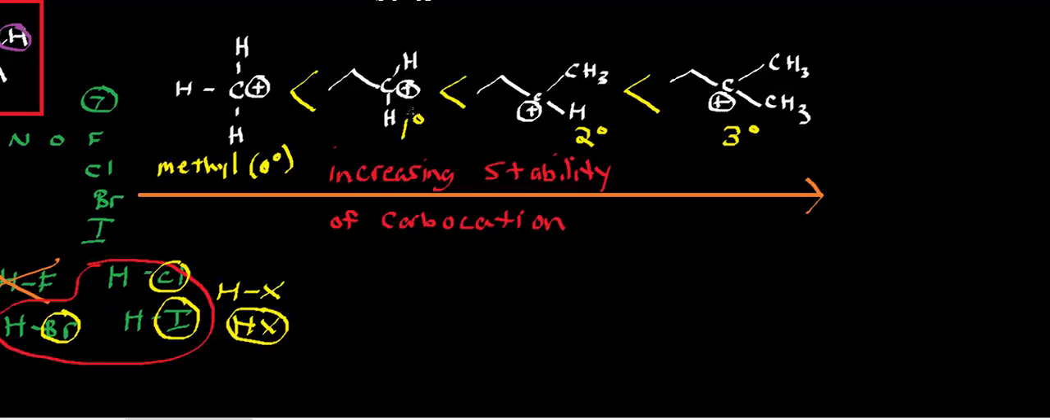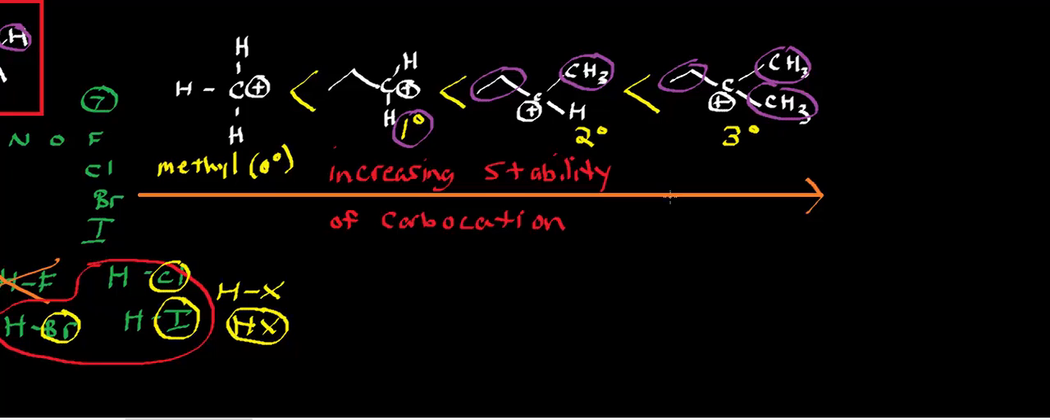If you have this one, which is a primary carbocation, it's still not stable, but it's more stable than a methyl cation. Here we have a secondary. Notice here's one carbon group and here's the other one. So it's secondary, it's more stable than the primary, and by far the most stable carbocation is going to be the one with 3 R groups on it, and that's the tertiary carbocation.